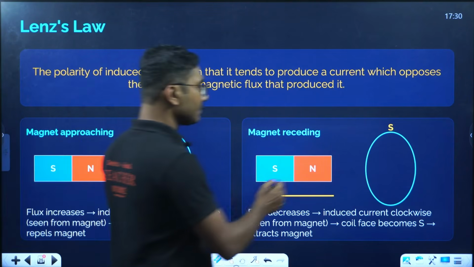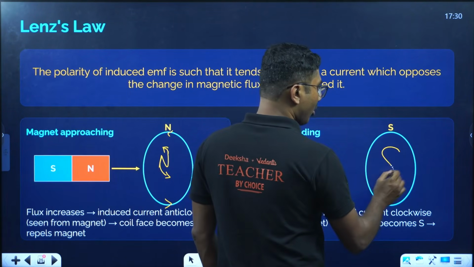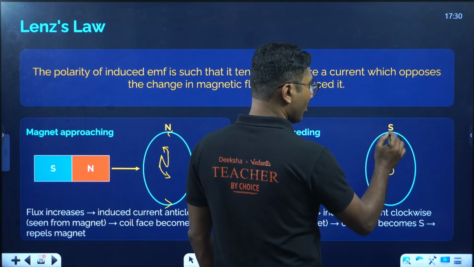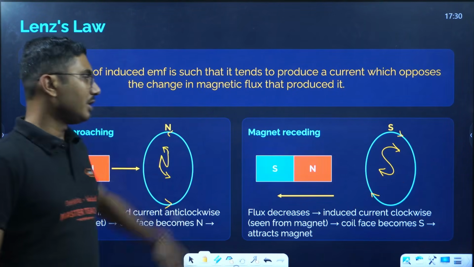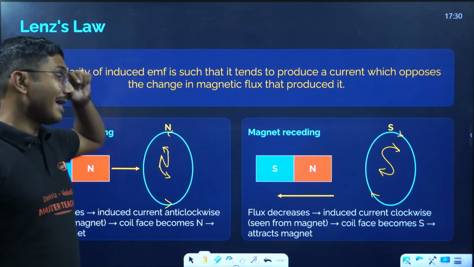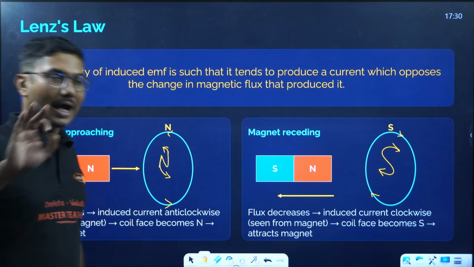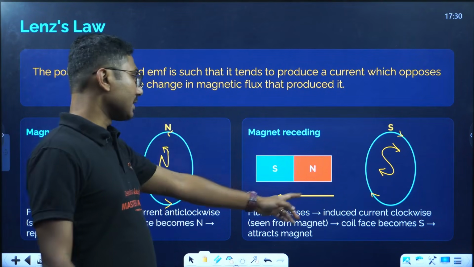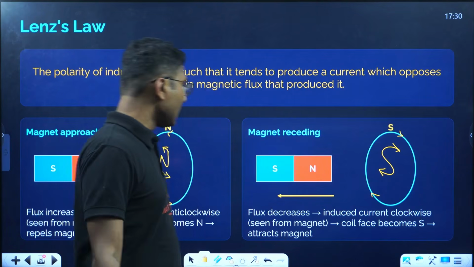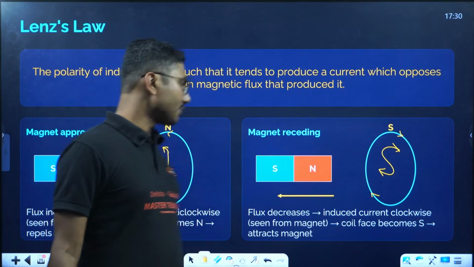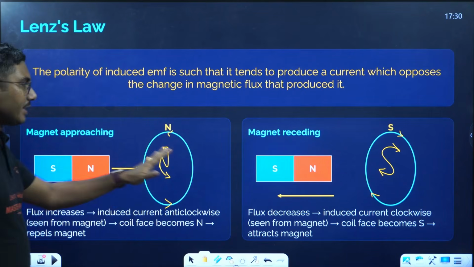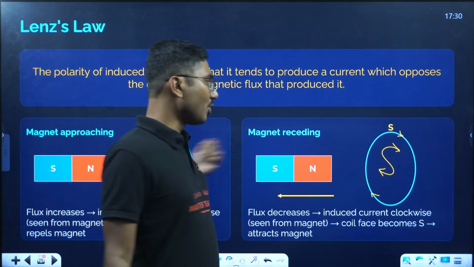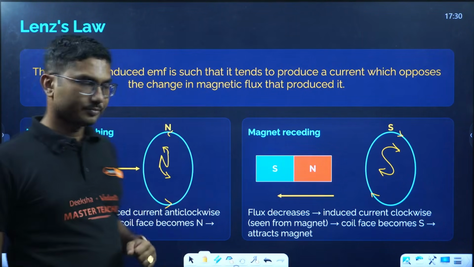Now when the magnet is moving away, we get a clockwise current. The clockwise current, what does it do? It creates a South Pole near the magnet and it attracts the magnet and asks it, don't go. Flux decreases, induced current is clockwise, seen from the magnet the coil face becomes south and attracts the magnet. So when the magnet is trying to get close, the coil says North Pole. When it is trying to go away, it says South Pole.